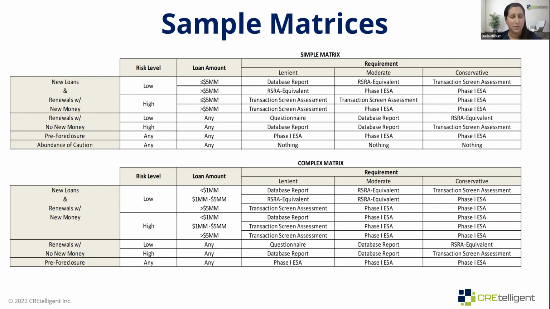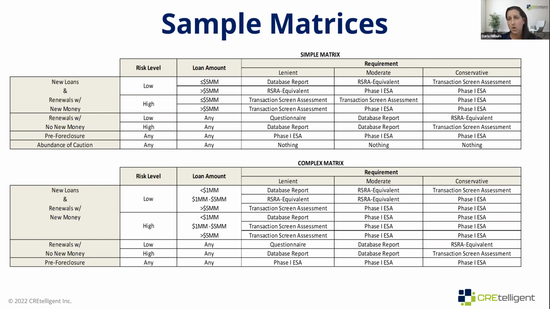Super easy, just a great way. The RSRA is a low cost way of doing screening. You could start with a database report. It really just depends on what you are looking for in your risk. What is your risk tolerance? How are you looking to manage this?